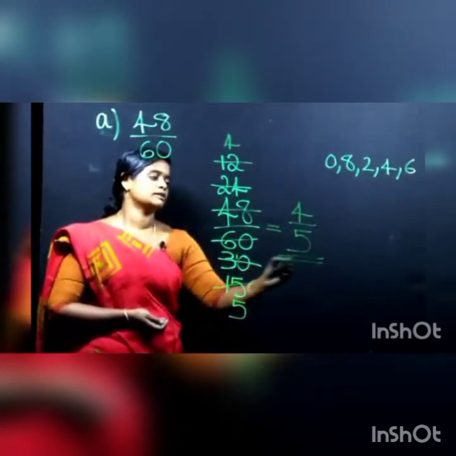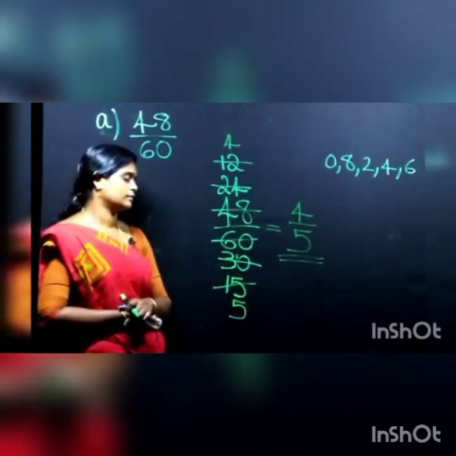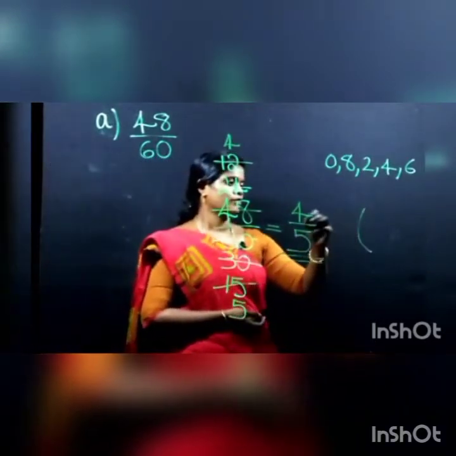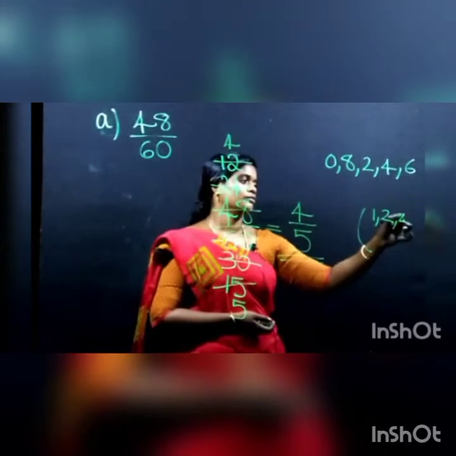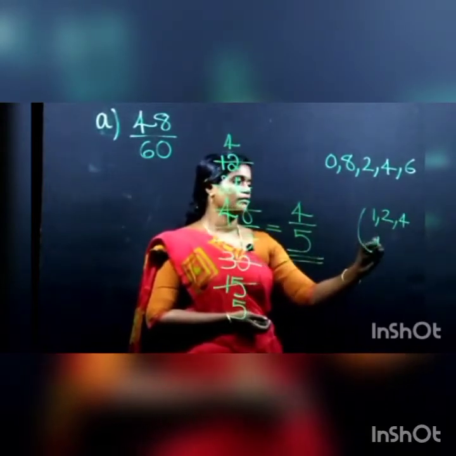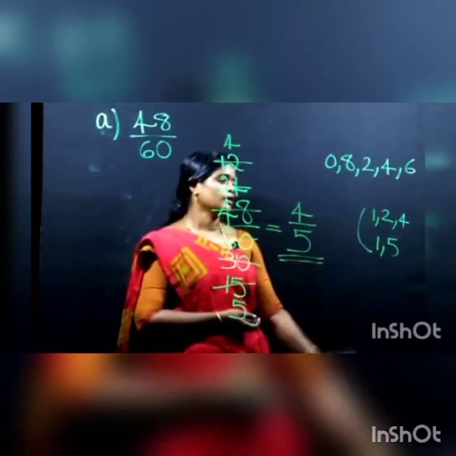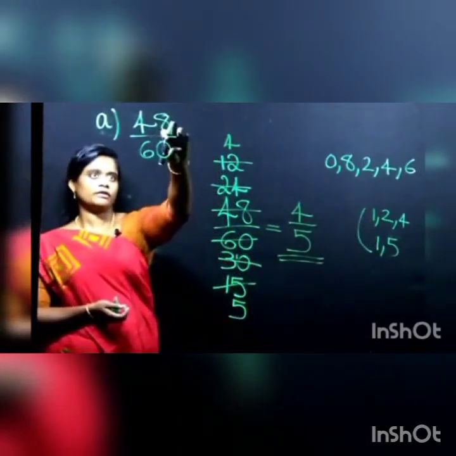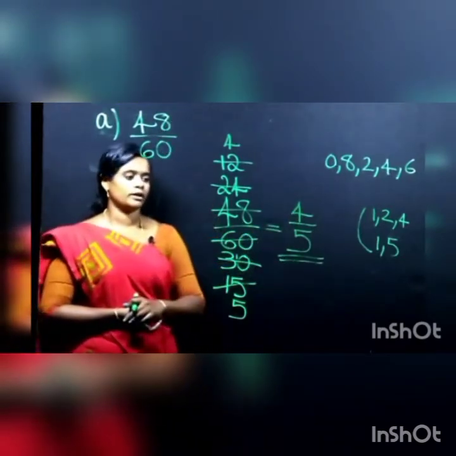We know that this 4 and 5 have no common factor other than 1. We can check, that is factors of 4 are 1, 2 and 4. Factors of 5 are 1 and 5. They have only 1 as the common factor. Hence, the simplest form of the given fraction 48 by 60 is 4 by 5.